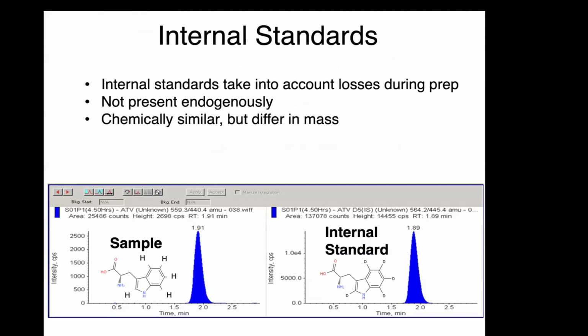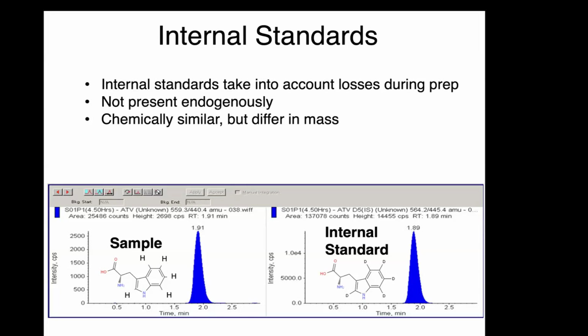We want these compounds to be chemically similar, but differ in mass. If you look at the two compounds at the bottom here, on the left you've got tryptophan, and on the right we've got a deuterated version of tryptophan. Isotopically labeled compounds are the best internal standards because they're chemically identical and they just differ in mass. However, it can be difficult to come up with a deuterated sample sometimes. It can be cost prohibitive, or you're working with a novel compound and there is no deuterated version.